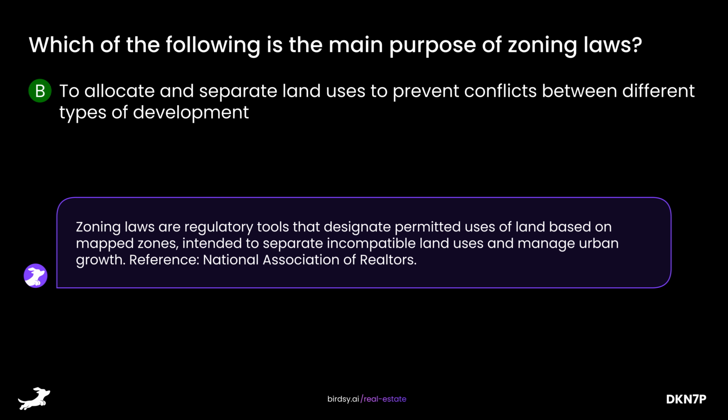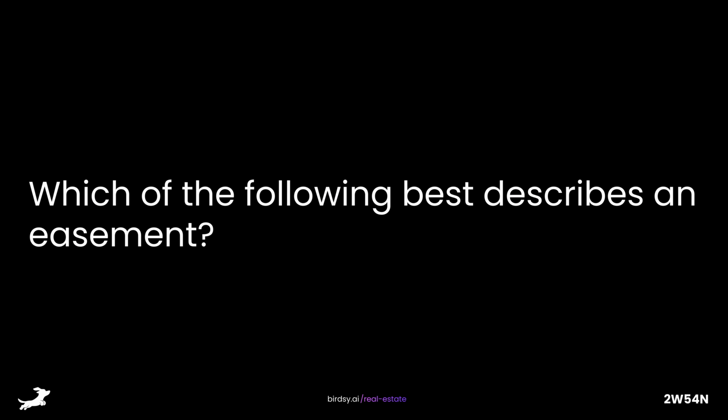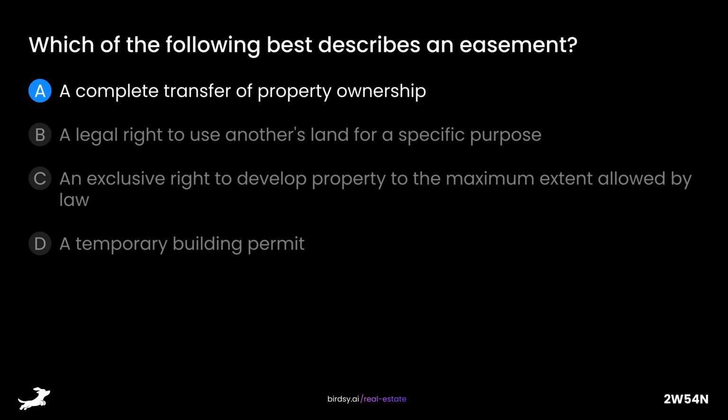Zoning laws are regulatory tools that designate permitted uses of land based on mapped zones intended to separate incompatible land uses and manage urban growth. Reference: National Association of Realtors. Which of the following best describes an easement? Is it A, a complete transfer of property ownership? B, a legal right to use another's land for a specific purpose? C, an exclusive right to develop property to the maximum extent allowed by law? Or D, a temporary building permit? The answer is B, a legal right to use another's land for a specific purpose.